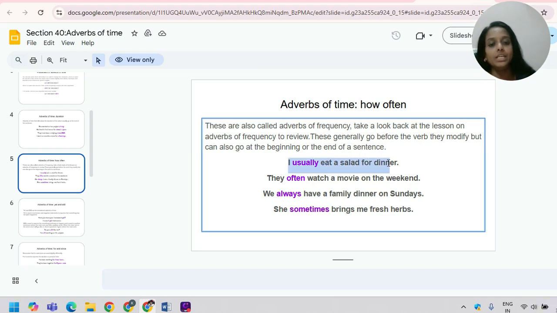I usually eat a salad for dinner. So here usually comes before the verb because it modifies this verb, right? They often watch a movie on the weekend. So here also before the verb watch. We always have a family dinner on Sundays. She sometimes brings me fresh herbs.